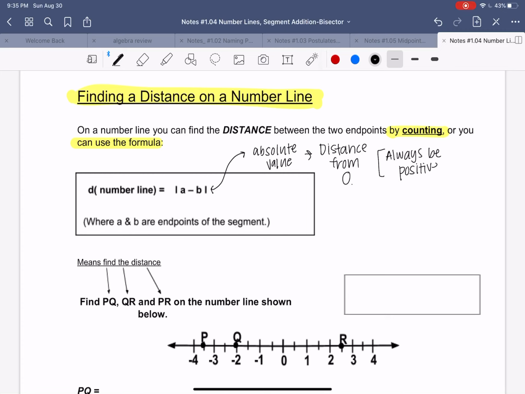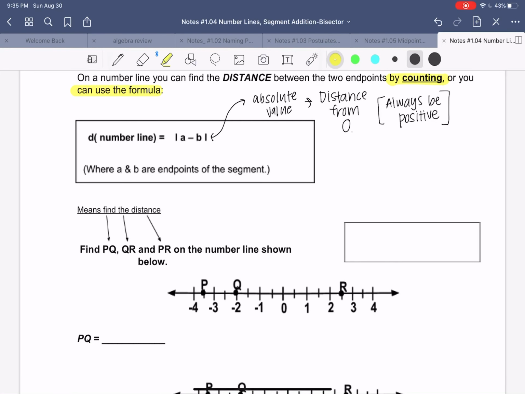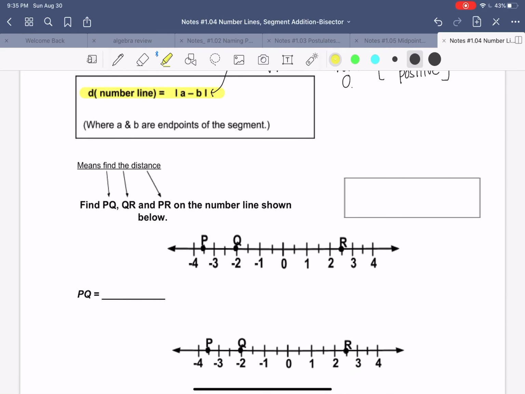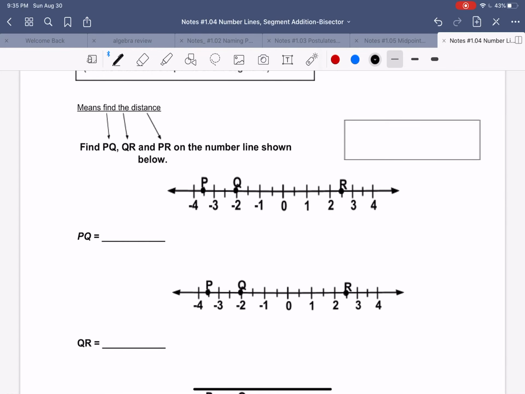Think about it when you're using the GPS. You're driving. When you go a distance, your distance can never be negative. Okay? Your distance can never be negative. So when we're finding distance, you should only get positive answers. Okay? All right. So here is our distance formula. We need to write this down. Okay? All right, where A and B are the endpoints. Okay? All right.